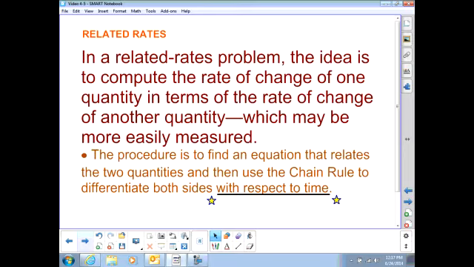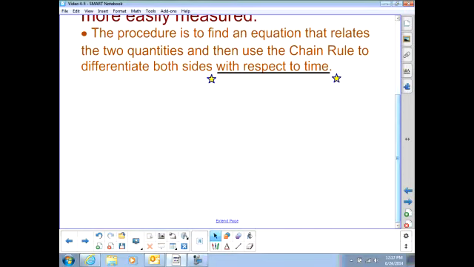The way we do this is we find an equation that somehow relates the two things. So maybe it's a volume formula, maybe it's a surface area formula, something like that. And then we use chain rule to differentiate both sides with respect to time. That's what's new about this here. All of our derivatives in related rates problems, because the time is changing and causing the different dimensions in our situation to change, we'll take our derivative with respect to time. Time will be our independent variable.